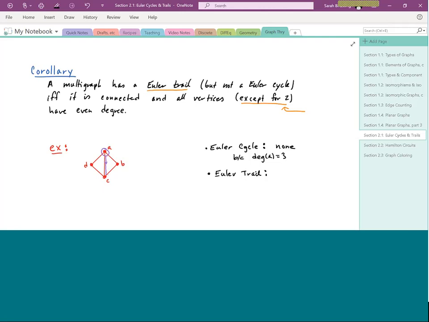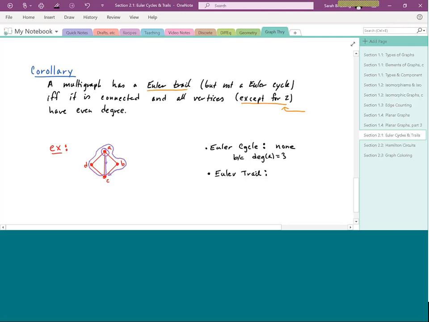And it's not going to matter. Okay? So here, we'll go to D. Once you're at D, you're forced to go back to A. Once you're at A, you're forced to go to B. And then we end up at C.